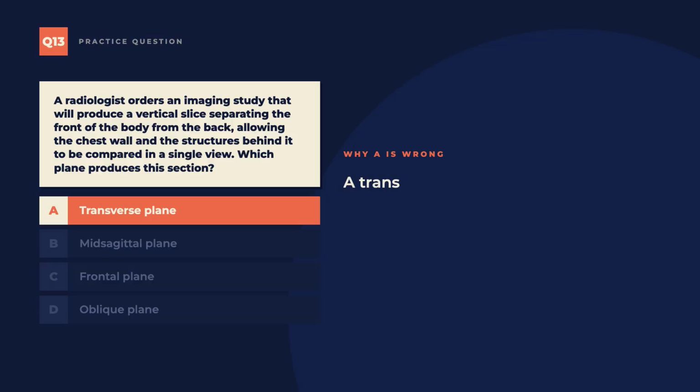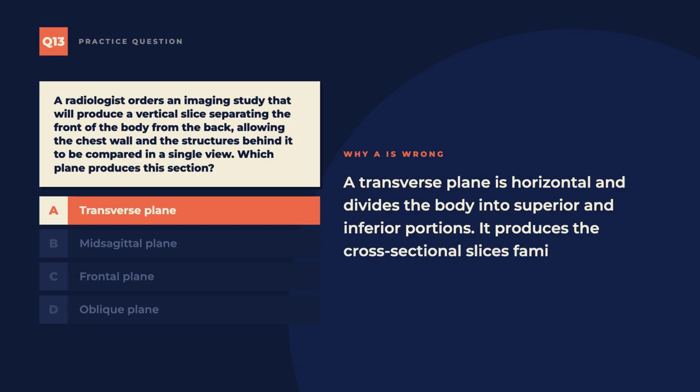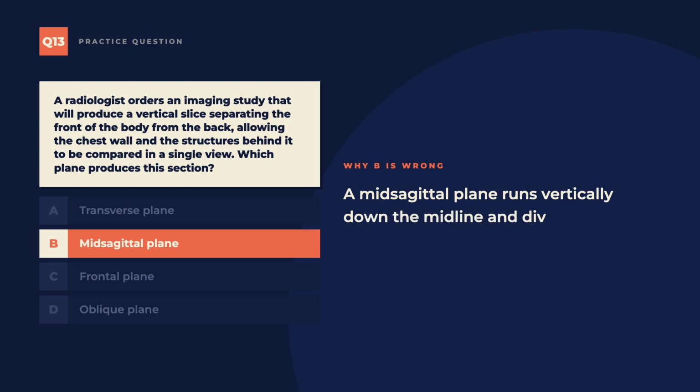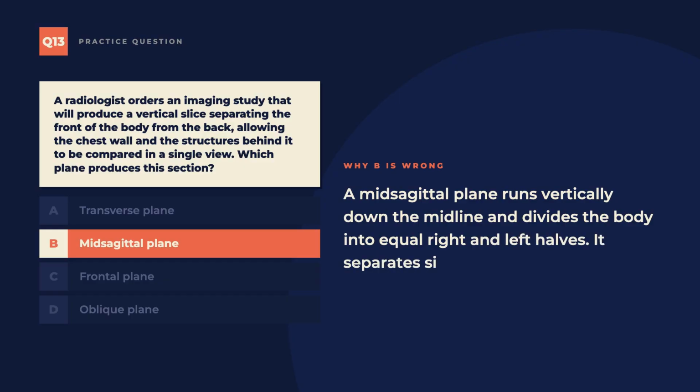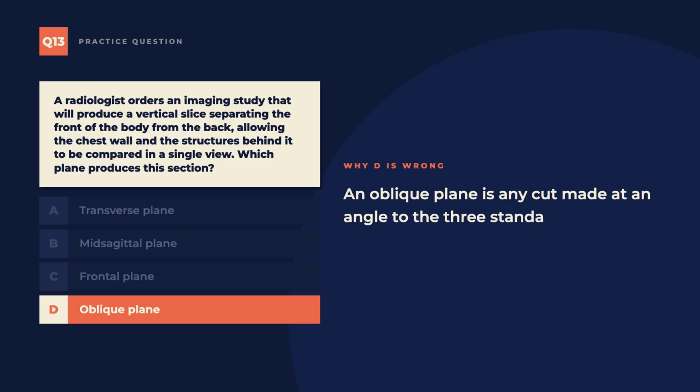A is wrong because a transverse plane is horizontal and divides the body into superior and inferior portions. It produces the cross-sectional slices familiar from CT imaging. B is wrong because a mid-sagittal plane runs vertically down the midline and divides the body into equal right and left halves. It separates sides, not front from back. D is wrong because an oblique plane is any cut made at an angle to the three standard planes. It distorts proportions and is rarely used for clinical imaging.